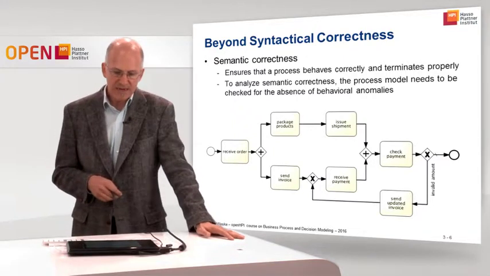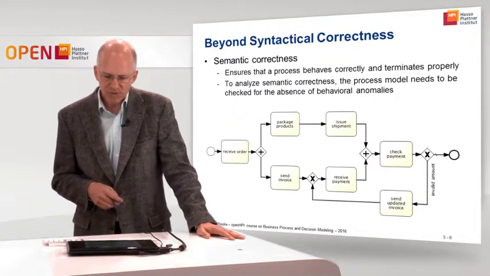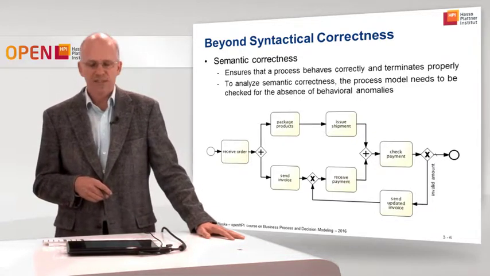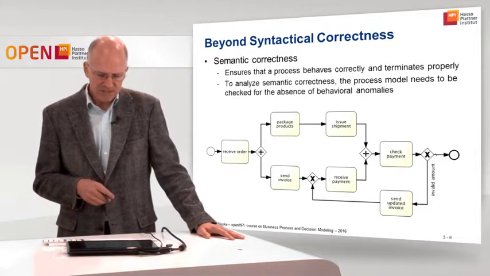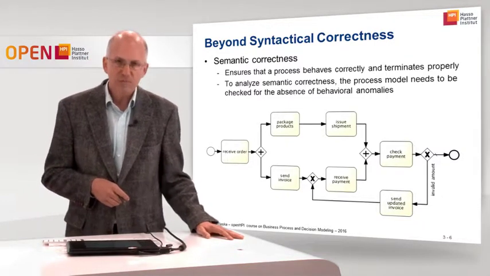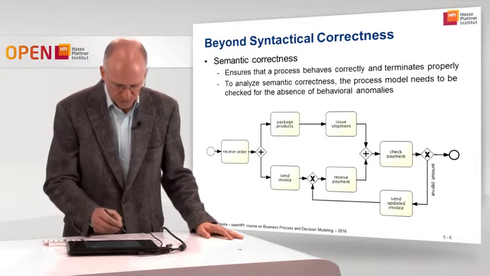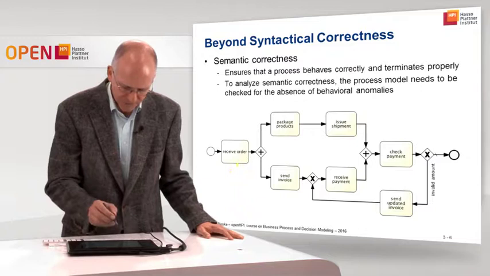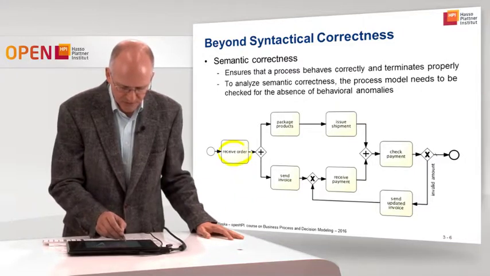And to analyze semantic correctness, the process model needs to be checked for the absence of behavioral anomalies, as we call it. So let's take a look at this process model. It's a variant of an order process in which first we receive the order, which is modeled as an activity here.